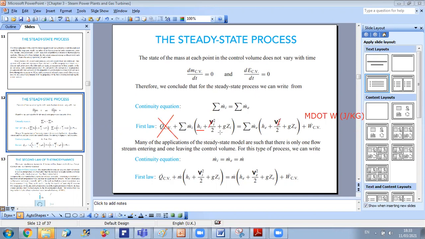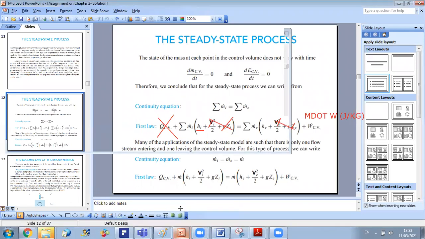And you can consider that elevation at inlet is equal to elevation at outlet, unless they specify something else. If they give you V inlet and V outlet, then you should put them. If they give you different elevations, then you should calculate the variation. But if they don't provide any information, you just assume that they are equal. Let us check here if they gave us any information about velocity.